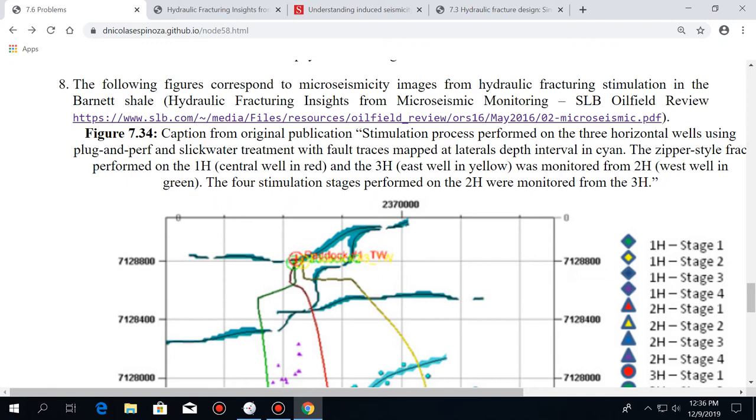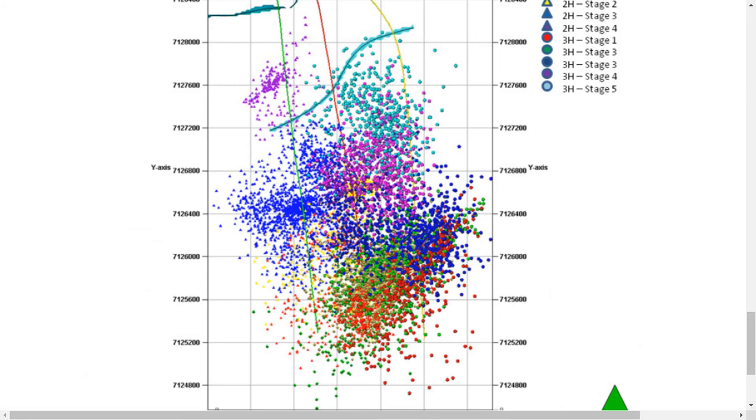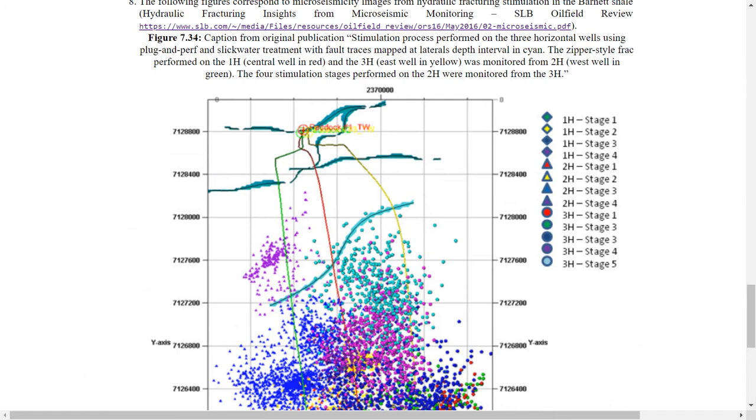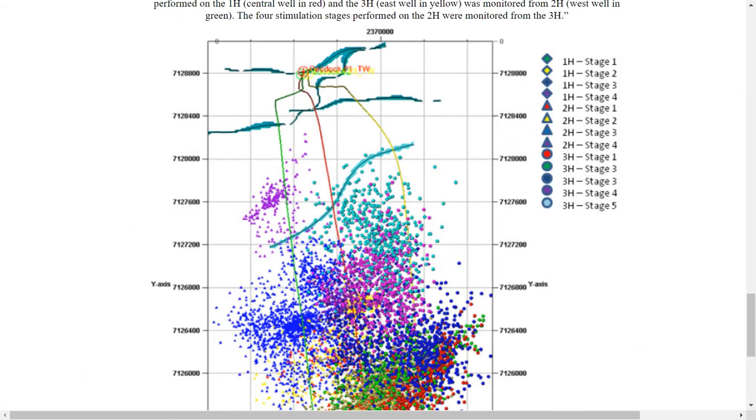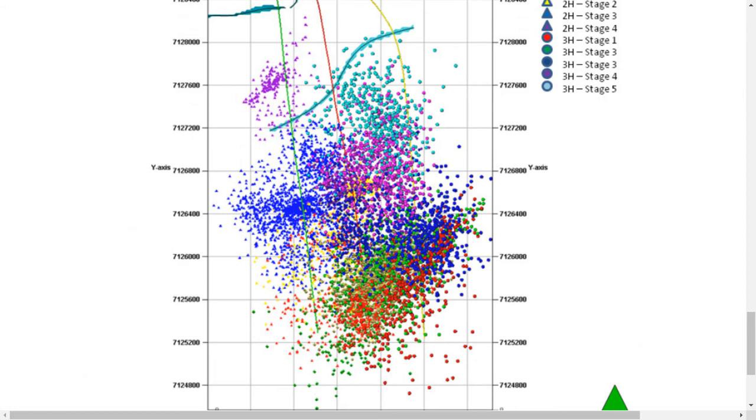In the last one, I'm giving you a problem of interpreting a cloud of microseismic emission. So here what you see is a top view of three wellbores that start in this path, and then they go into the laterals around this region. They go into the pay zone, and then you have zipper fracturing in these stages in these three different wells. These three wells are not at the same height. If I remember correctly, the two on the side are a little bit higher than the one in the center.